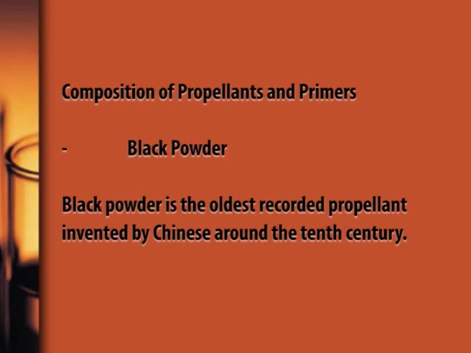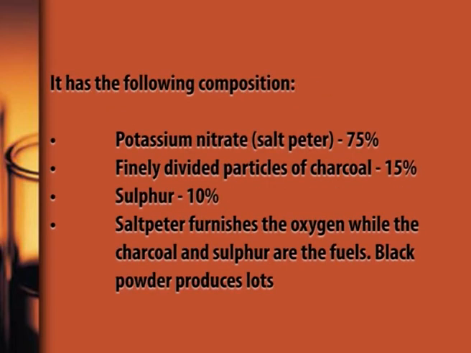Here first is the black powder. Black powder is the oldest recorded propellant invented by Chinese around the 10th century. It has the composition of potassium nitrate or saltpeter in the percentage of 75, finely divided particles of charcoal 15%, sulfur 10%. Here saltpeter furnishes the oxygen while charcoal and sulfur are the fuels. Black powder produces lots of smoke that could easily reveal the position of the shooter.